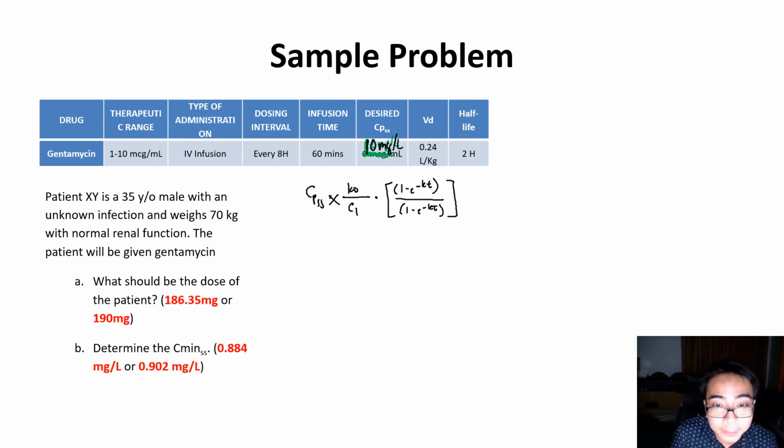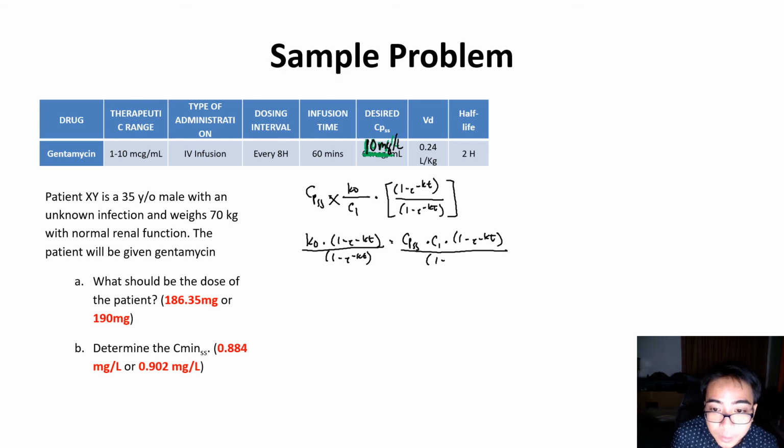Okay, so cross multiply. K sub 0 times 1 minus E negative KT, that stays because it's part of the numerator, equals the desired CPSS times clearance times 1 minus E negative K tau. So I only need K sub 0. Let's remove this 1 minus E negative KT. That's 1 minus E negative KT, so cancel out, and what remains is K sub 0.